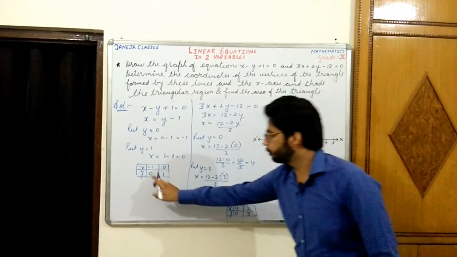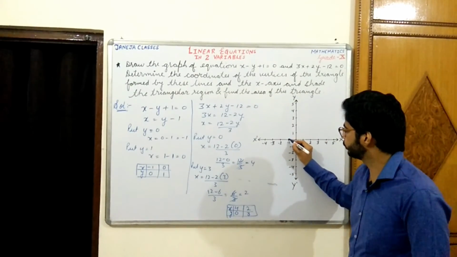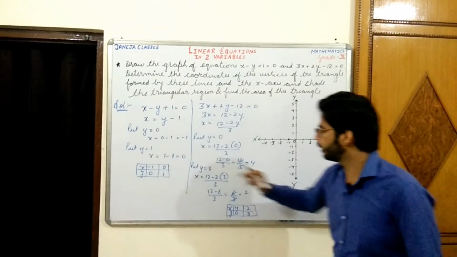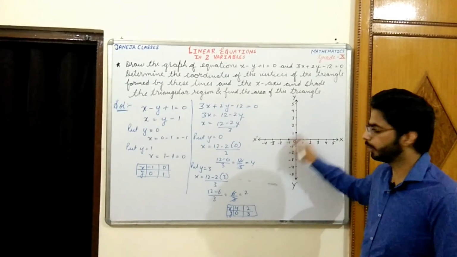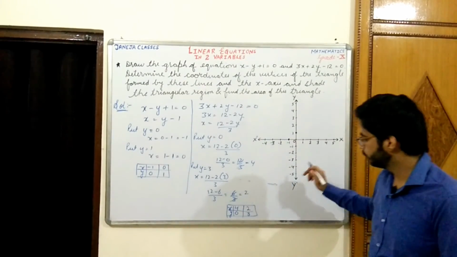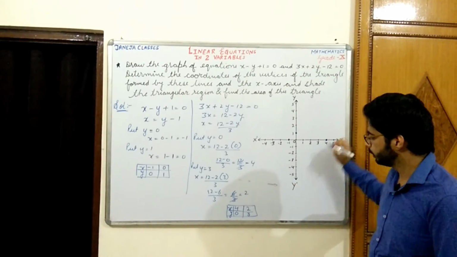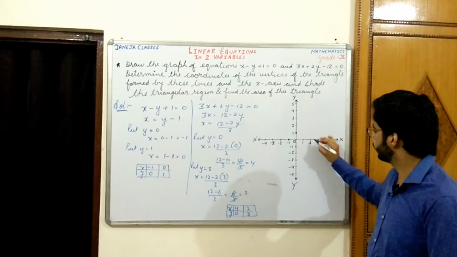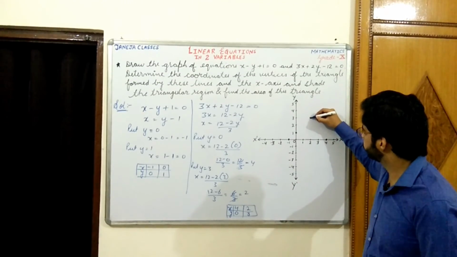So let us plot these points, minus 1 and 0. X is minus 1 and y is 0, so the point is this. Then x 0 and y 1, the second point is this. We can join these points to form a line, and afterwards we can also plot 4 and 0, x is 4 and y is 0. The other point is x 2 and y 3.